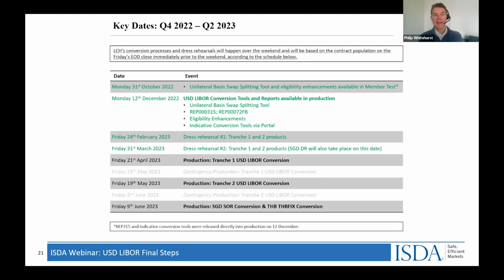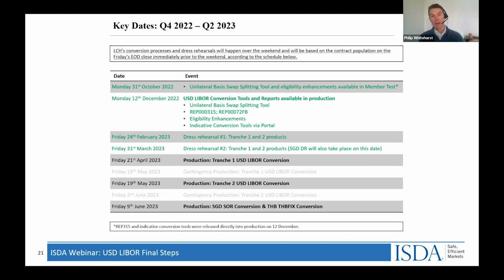Just a few key dates here. The ones highlighted in green font are behind us. Most recently, we have the dress rehearsals. Everyone involved in those dress rehearsals, thank you very much for your engagement. They were very successful. They were quite significant in size. So we had both functional and non-functional performance testing there, which was really positive. We move through now into the production events.